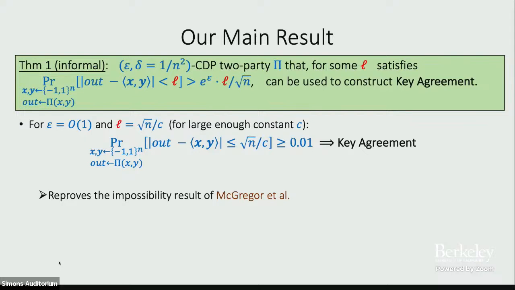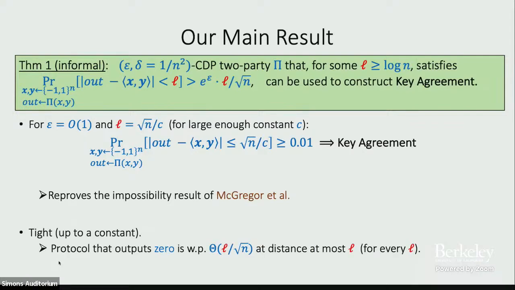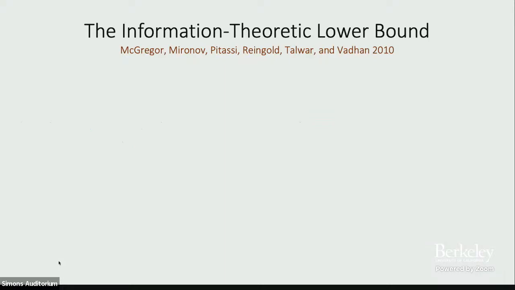And more generally, I said that this is true for any L. We actually need this L to be larger than log n. But other than this, this is tight up to a constant, in the sense that the protocol that just outputs 0 has error at most L with probability L over square root of n. So if we get something which is a little better than the trivial protocol, we can use it in order to construct key agreement. Okay, so let's see the information-theoretic proof.